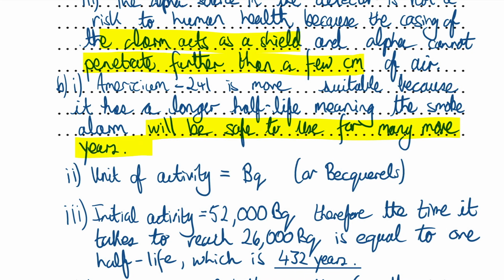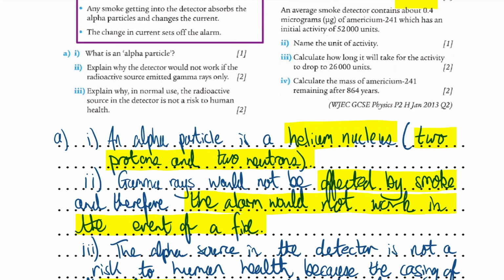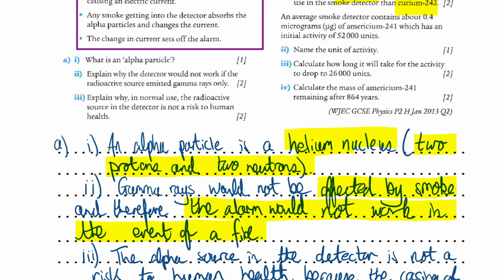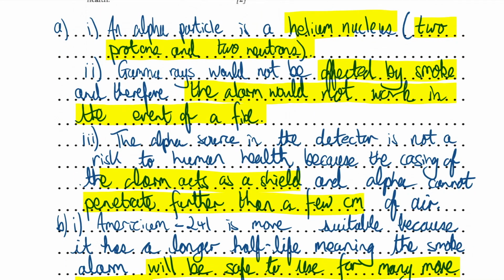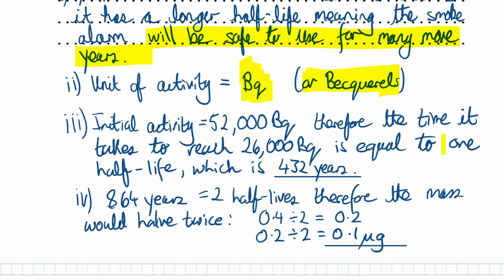The unit of activity is the becquerel. That's the shortened normal way in which we'd write it down, or that's the full word. Remember, that was named after the scientist Henri Becquerel. B, part 3. Let's have a look. Calculate how long it would take for the activity to drop to 26,000 units, and the original activity is 52,000. Well, 26 is half of 52, so that's going to be one half-life, which is 432 years.